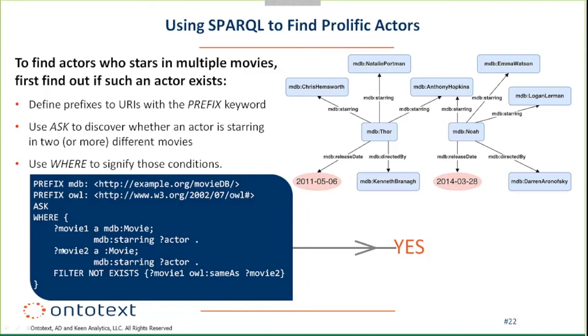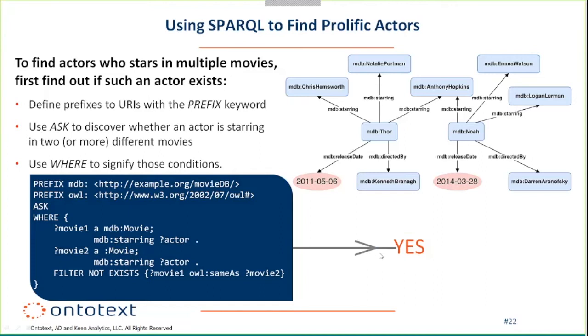And then to make sure that those two movies are not the same, we apply a filter that says that the following query must not be matched in our data. So we say that movie 1 must not be the same as movie 2. And if we run that, you see that we get the output yes.